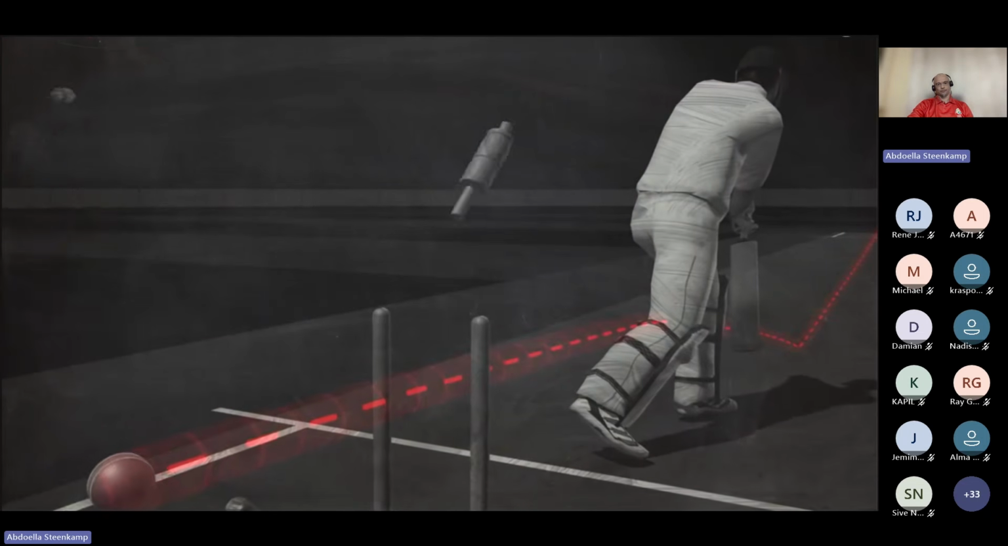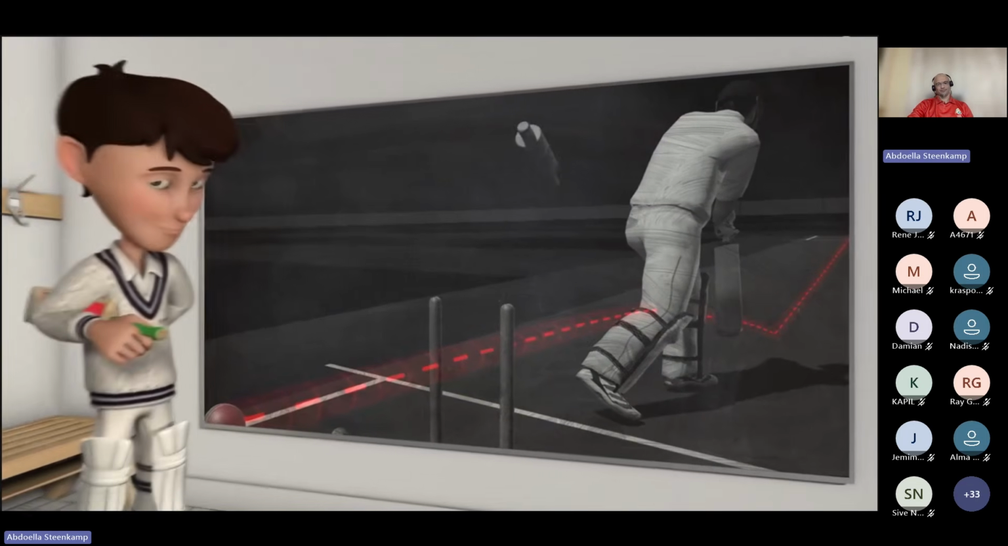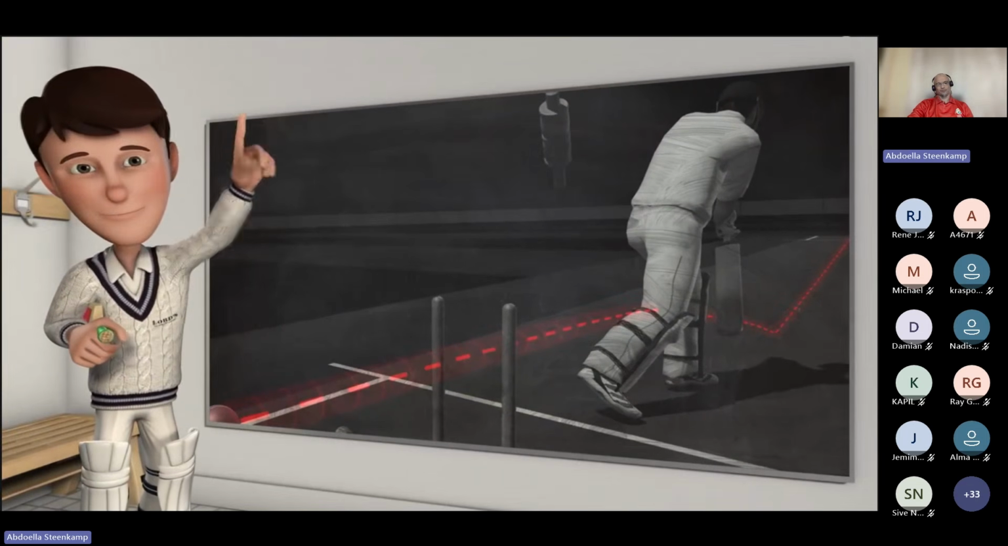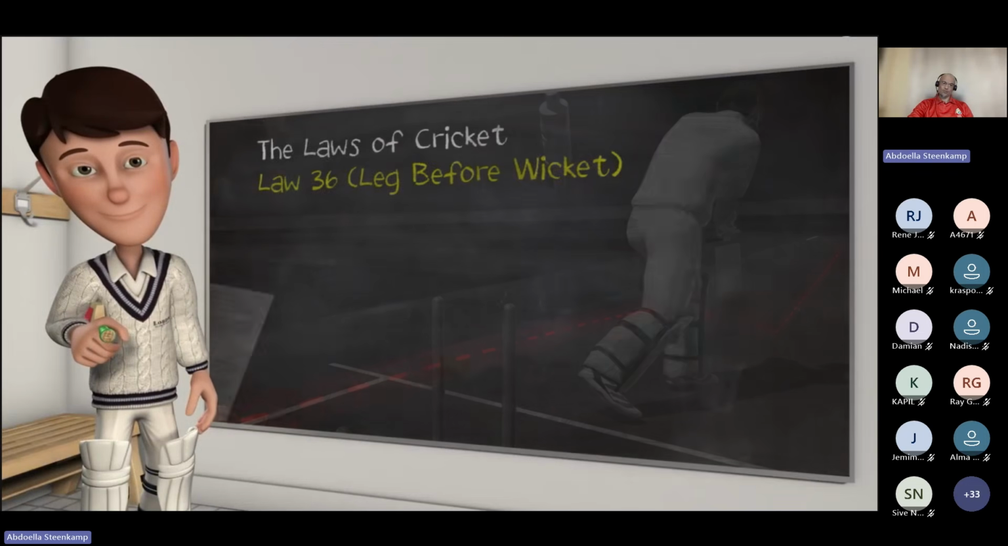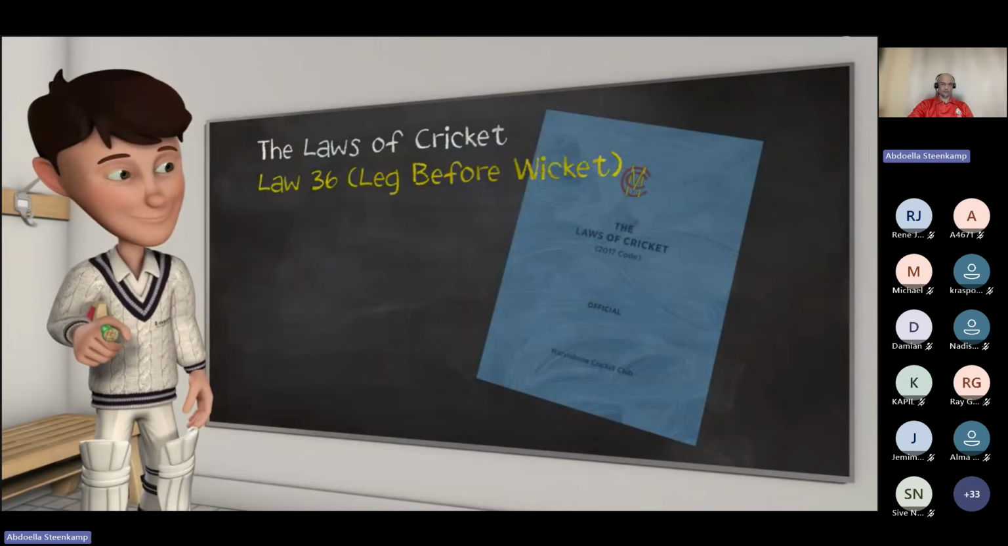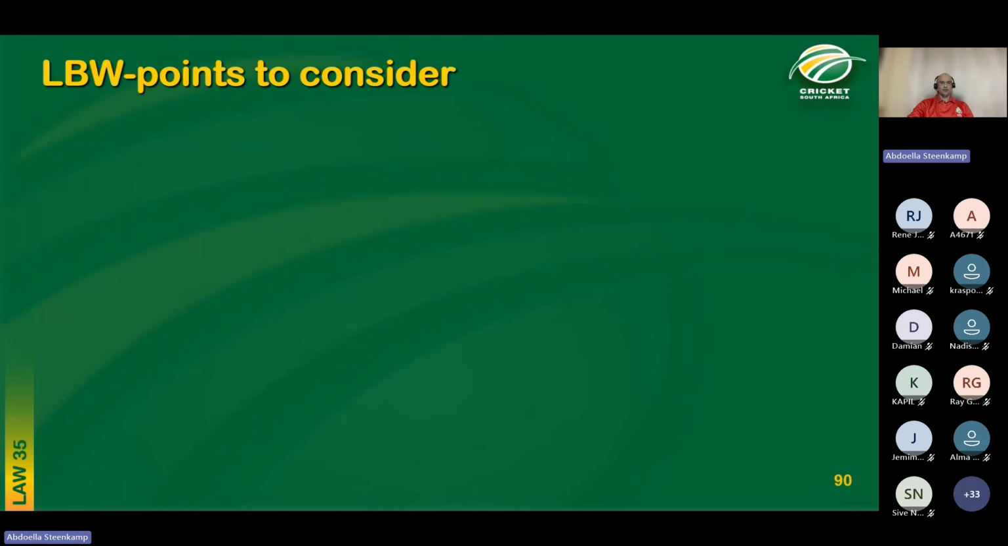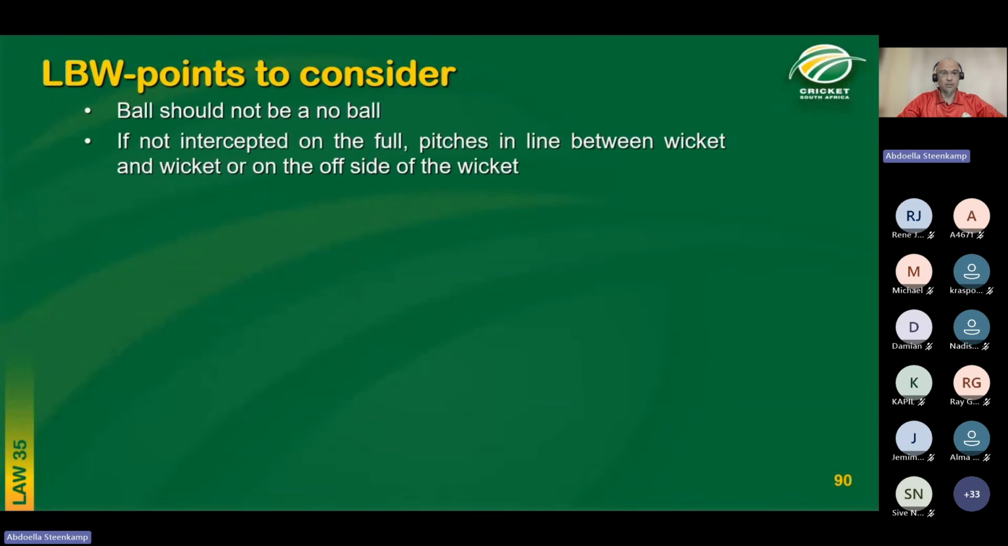Run out or a stumping at the striker's end, and the striker's end umpire gives the batter out, then that signal will be made by the striker's end umpire. The scorers will be looking at the striker's end umpire when there's an appeal directed at the striker's end umpire.